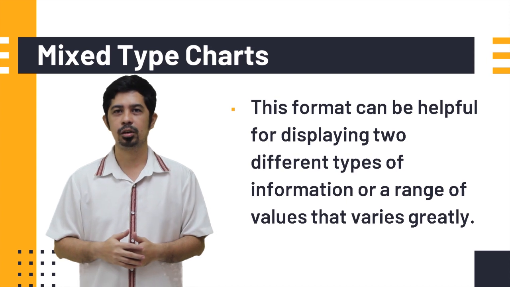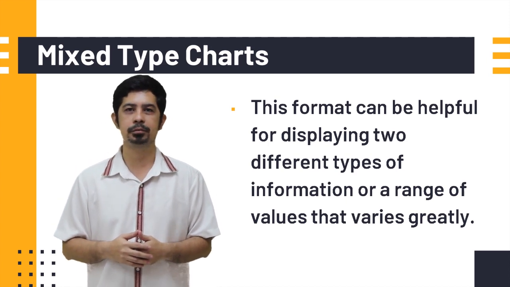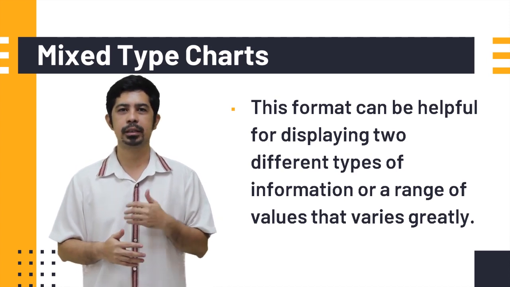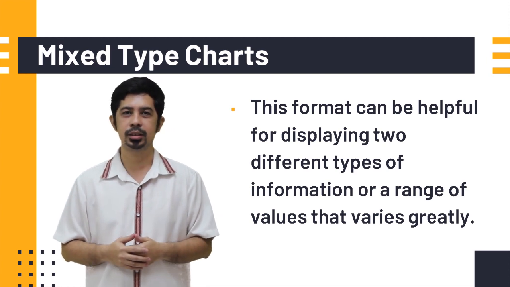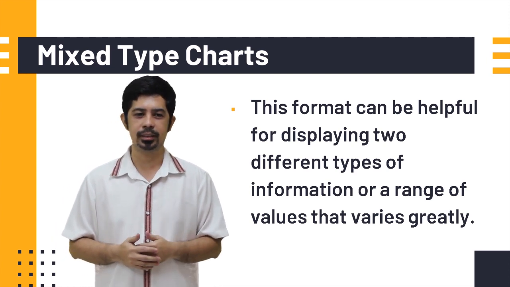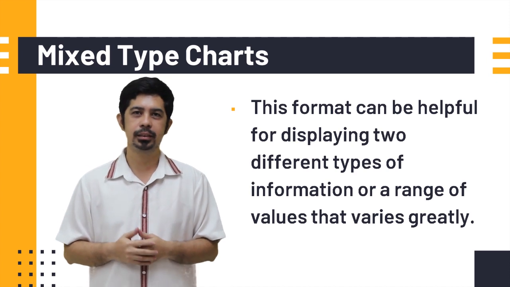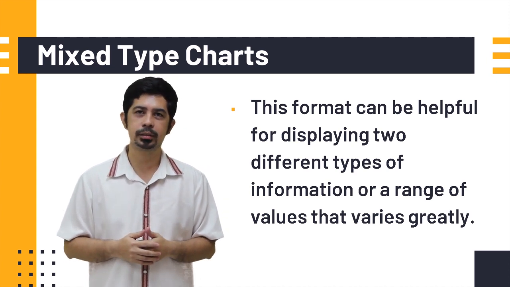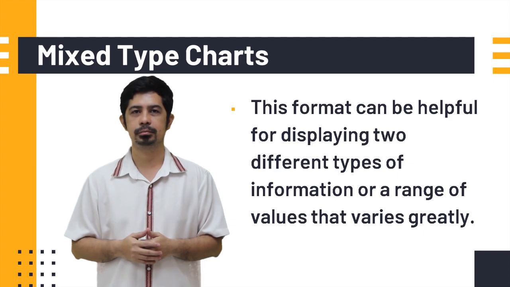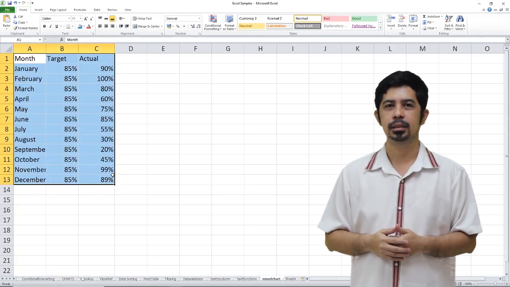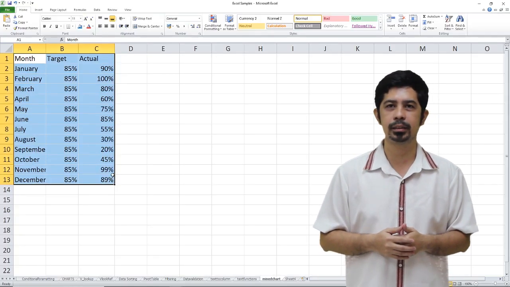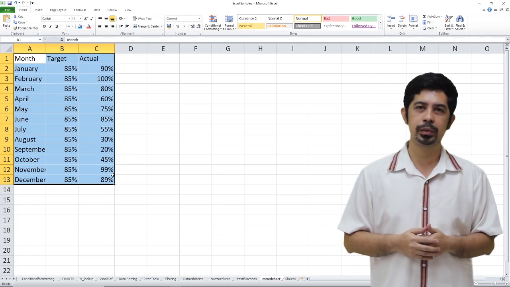Mixed type charts, or combo charts. This format can be helpful for displaying two different types of information or a range of values that varies greatly. Typically, a combo chart uses a line and a column. To do this, select the cells containing the headings and numbers to be included in the chart.